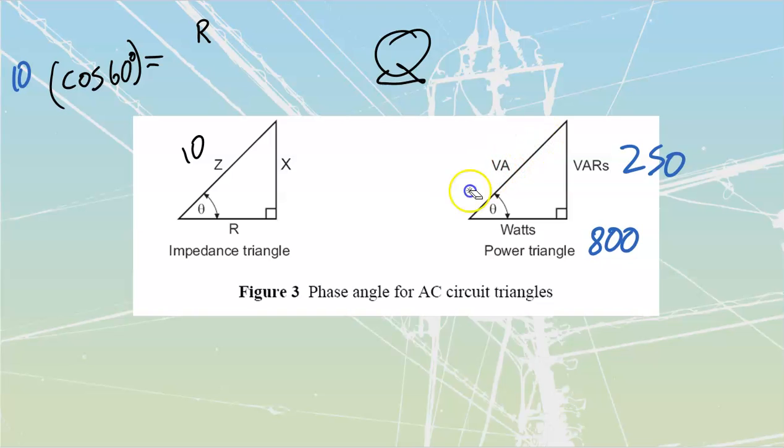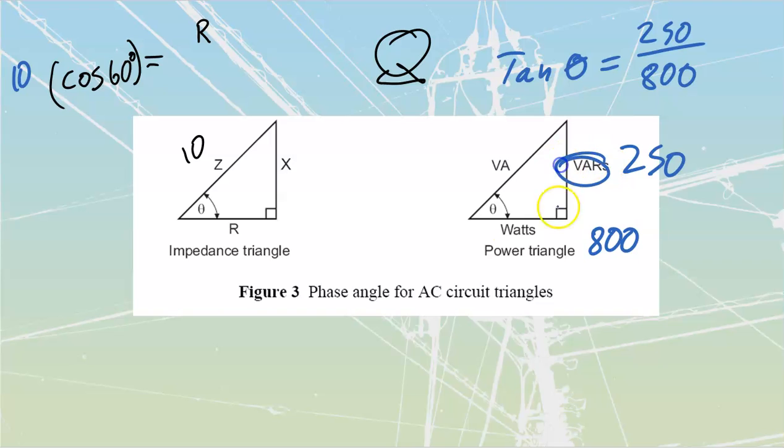What we're going to do instead is kick this into tangent, because we know that tan theta is going to be equal to my opposite, 250, over my adjacent, 800. Now, here's where this gets a little bit tricky. We've got two values, two magnitudes, and now we need to convert that into an angle. We haven't done that yet this year.